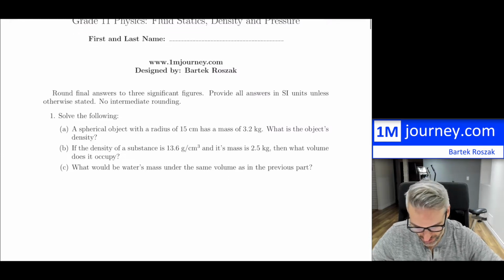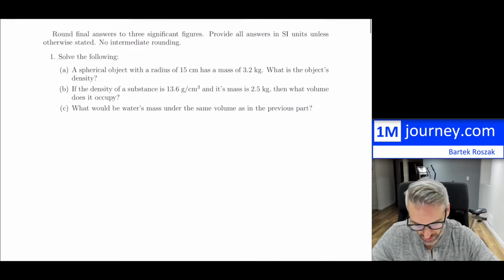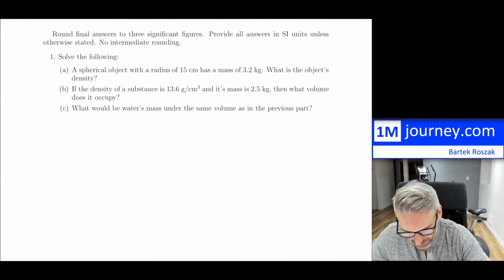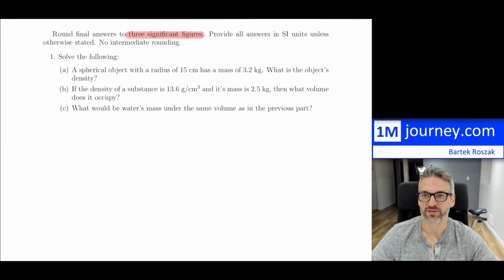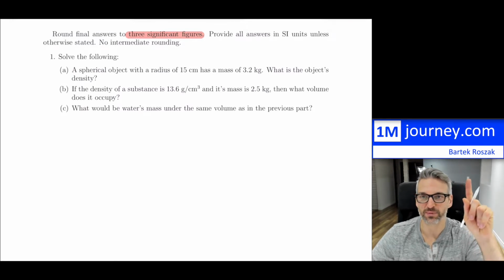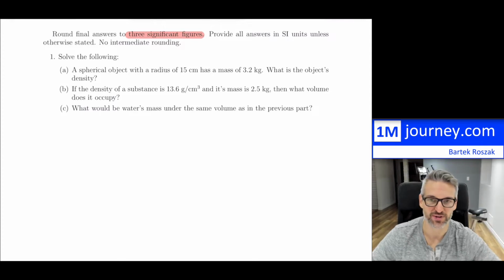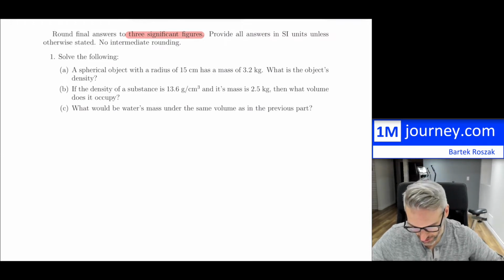All right, so just a little bit of housekeeping in terms of cleaning things up. Please do note that for this particular set of questions, I'm going to be rounding final answers to 3 significant figures. If you've forgotten about sig figs, I'll put up a link above in case you want to refresh yourselves. I will provide answers in SI, the metric standard units, unless the question asks otherwise, and I'll do no rounding in the intermediate steps. All right, let's get started.